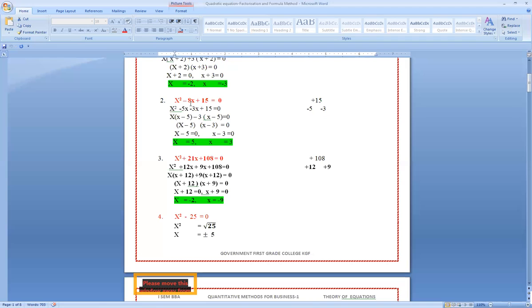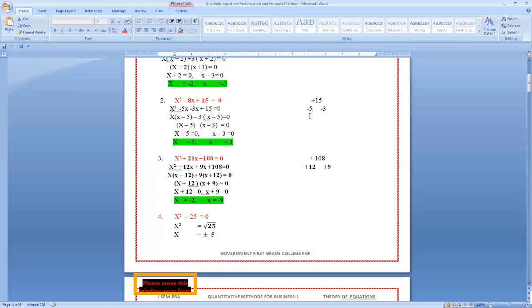So ax square plus bx plus c, in place of a the value is 1, in place of b the value is minus 8, in place of c the value is plus 15. Now we have to multiply a into c. A value is 1, c value is plus 15. So 1 into 15 is nothing but 15. Both are plus values, so plus into plus is plus 15.